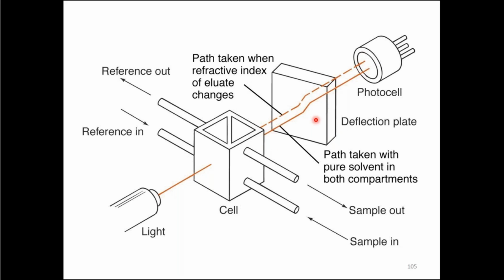This is the original path taken when pure solvent is in both the compartments, that is, only mobile phase is coming to the detector. Whenever a solute gets eluted, the path will change because of the two refractions taking place in these two cells. Since the path is different, it will strike the photocell at a different angle, and therefore you will see the photocell responding differently to it. So the reading that is recorded will also be different.